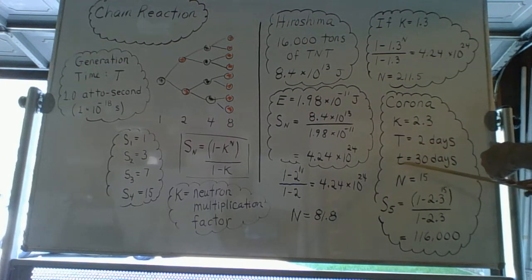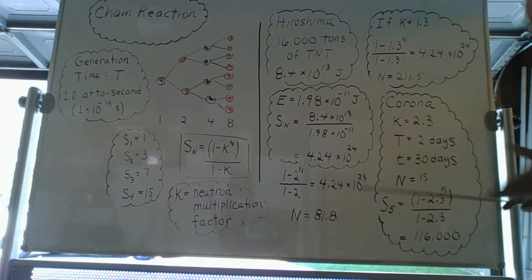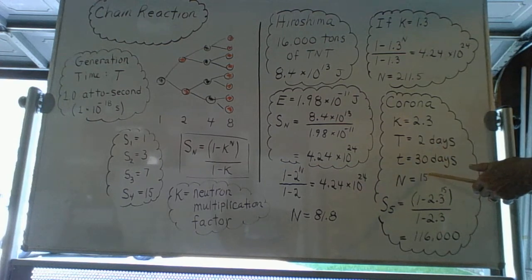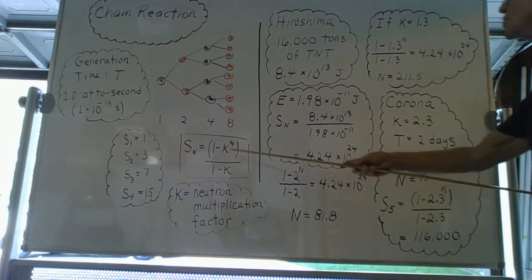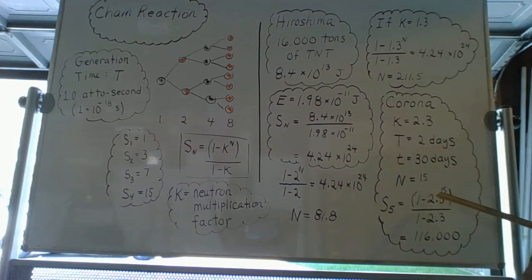Suppose we let it go for 30 days, do nothing to mitigate the infections. 30 days is 15 generations. Divide 2 into 30. So now take the same equation shown here with K equal to 2.3, and we have, after 30 days, there will have occurred, because of just one person, 116,000 infected persons born because of that one person's interaction with people day to day.